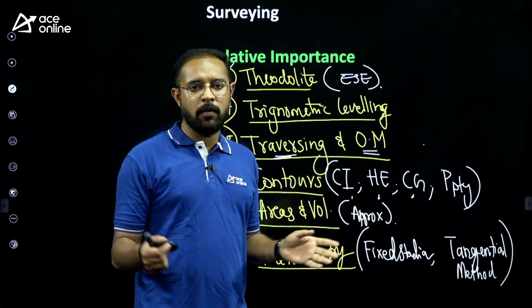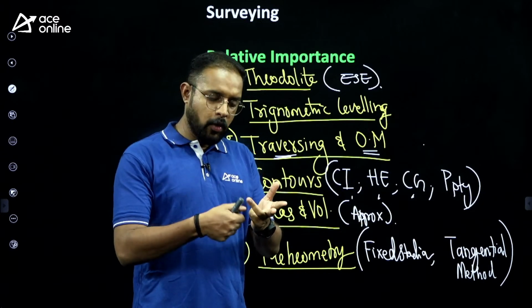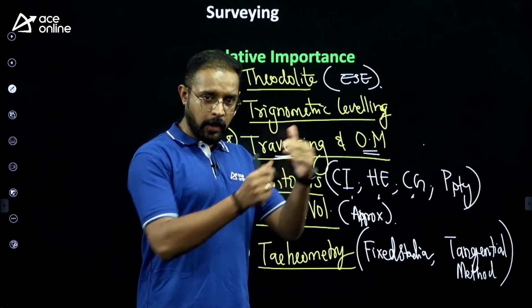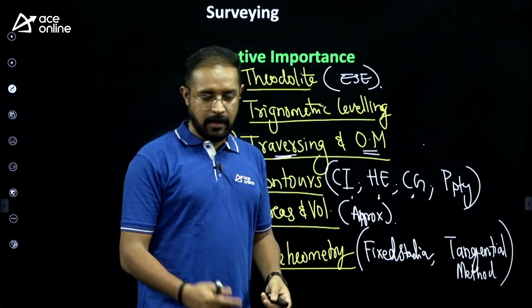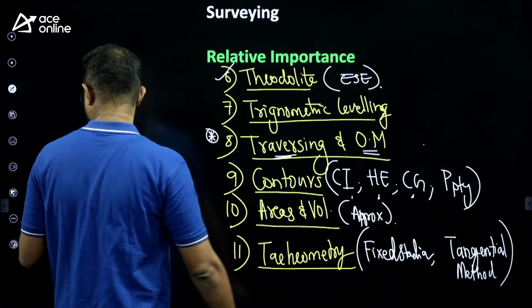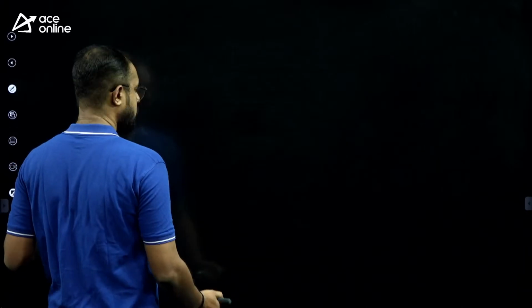Let it go wrong, no problem. It will go wrong the first time. It will go wrong the second time. It will go wrong the third time, but from the fourth time, you will make it correct. You need to reach that particular extent. That's the important part here. Okay, so that is about our tachometry, another important chapter.